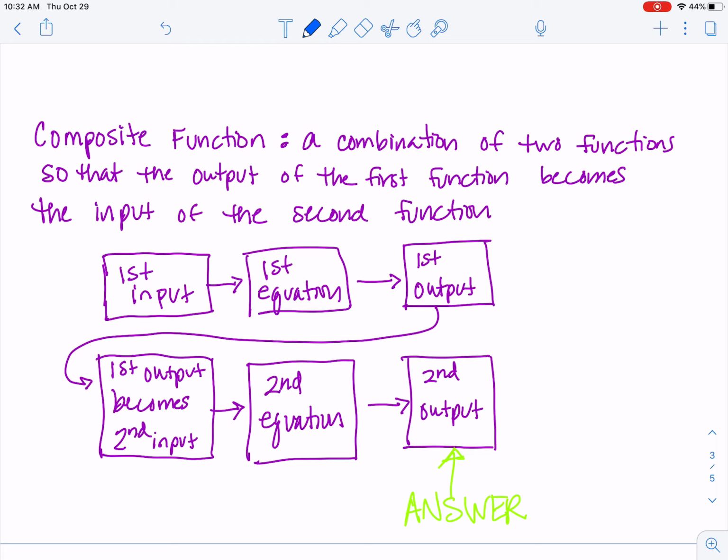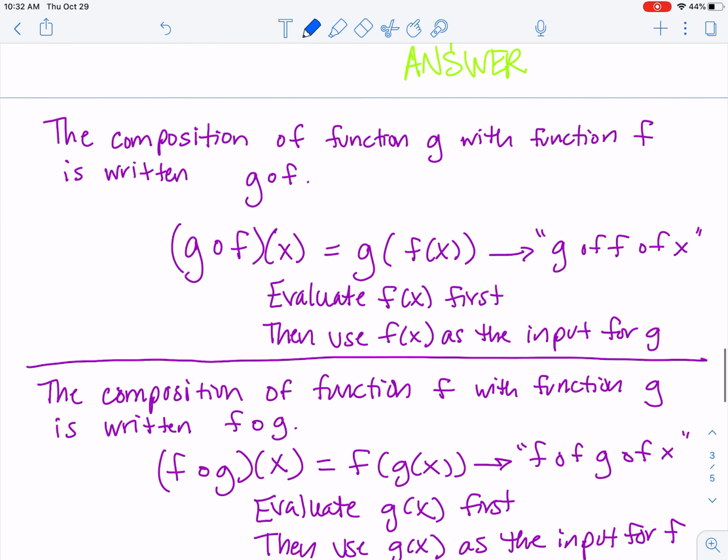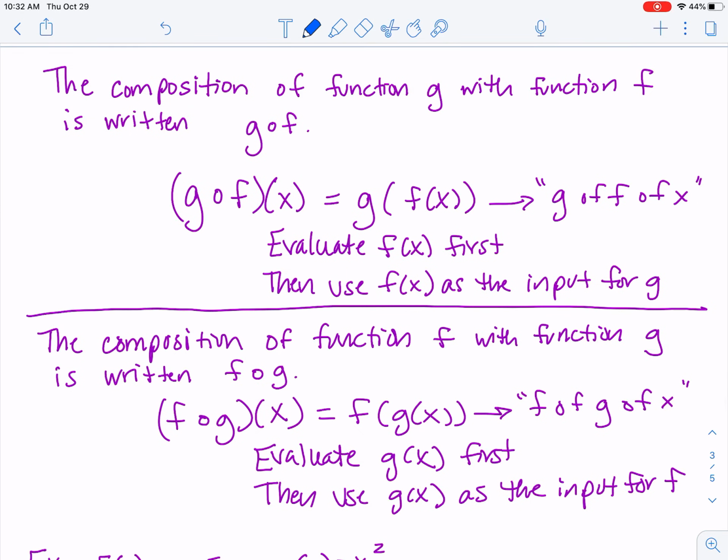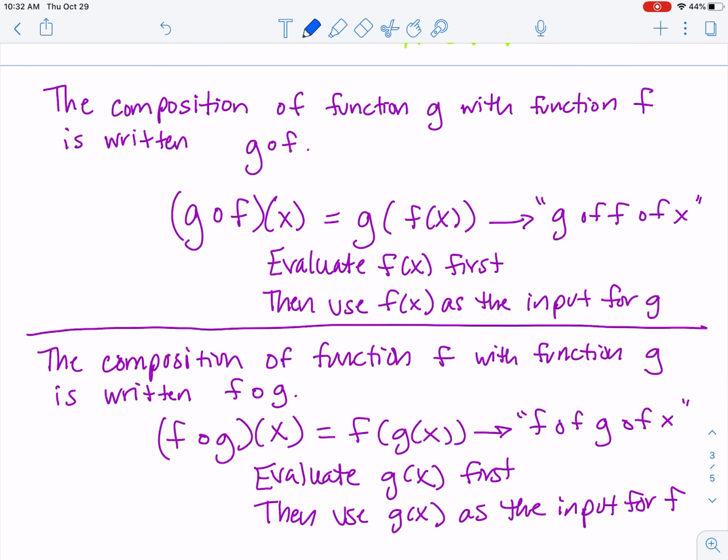So if I have an input, some x value, I'm plugging it into the first equation, I get an answer which is my output. That answer becomes the input for a second equation. Once I input it into the second equation, I get an output for the second equation. That output from the second equation is my final answer. So the composite is a combination of those two functions. Okay? So let's take a look at it in some algebraic way.